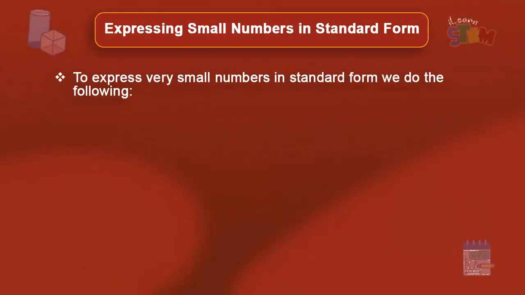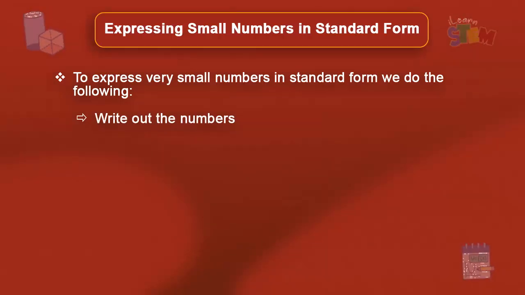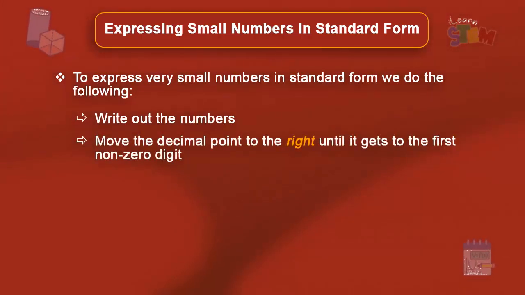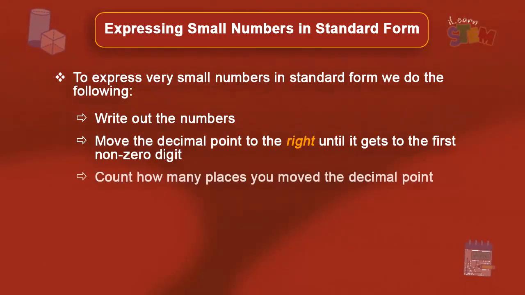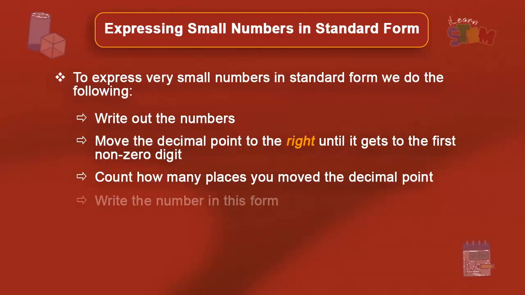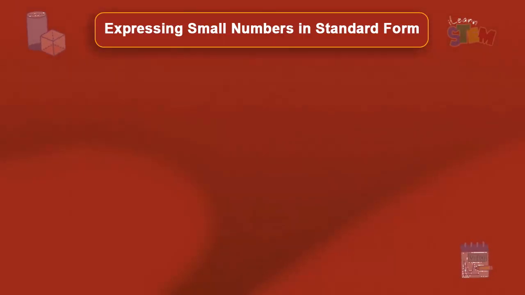To express very small numbers in standard form, we do the following. 1. Write out the numbers. 2. Move the decimal point to the right until it gets to the first non-zero digit. 3. Count the number of places you move the decimal point. 4. Write the number in this form: a times 10 raised to power minus n. Let us see an example.